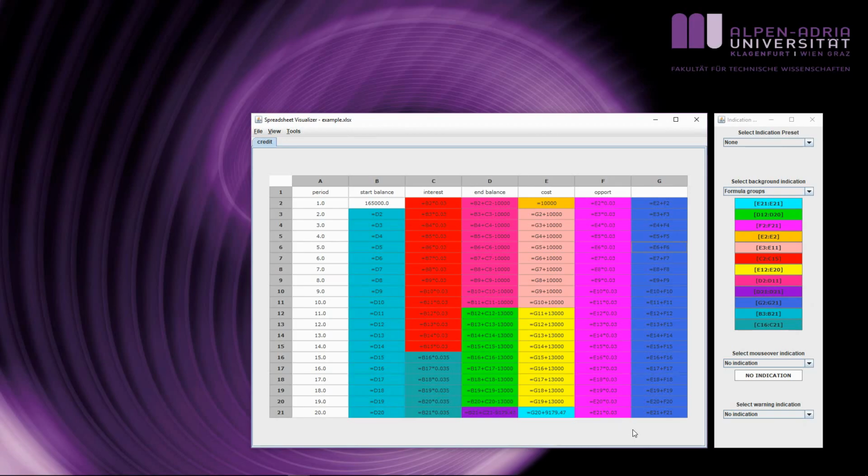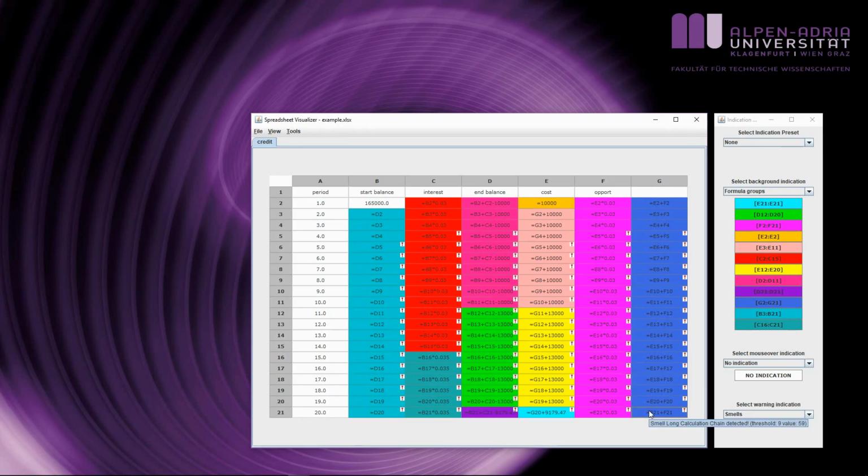Now that we understand the overall setup of the sheet, we want to check for common problems. A common way to describe problems in spreadsheets are so-called smells. We overlay warnings for smells for each cell. We see that a majority of formulas is smelly. Each highlighted cell's tooltip provides further information about the warning. In our case, the cells are affected by the long calculation chain smell.